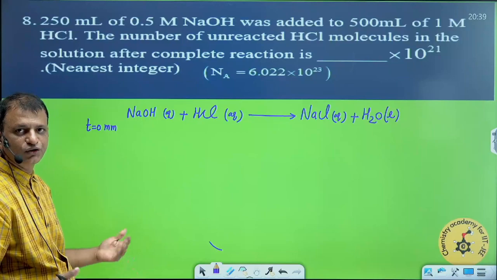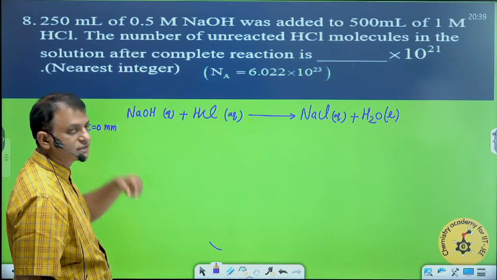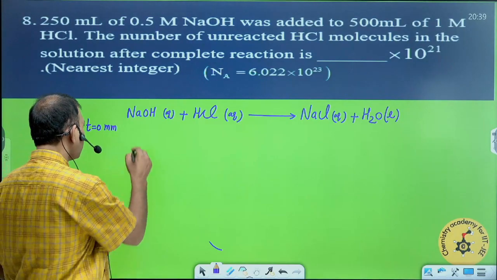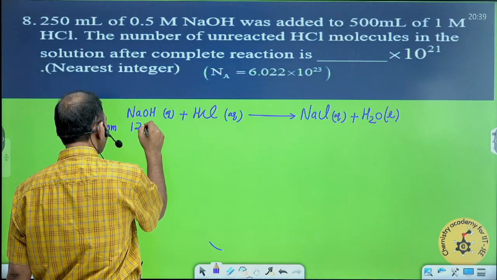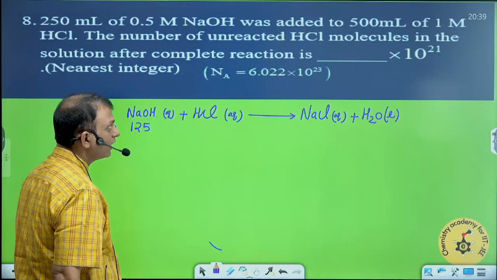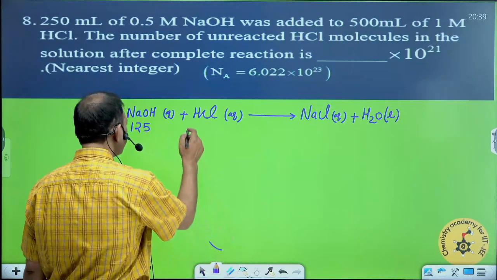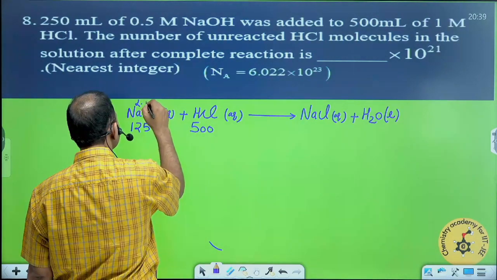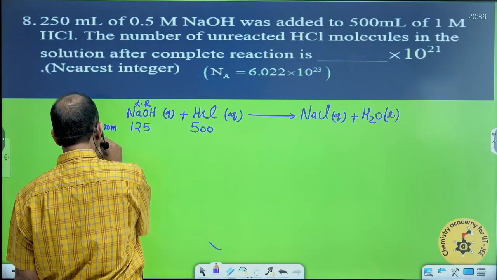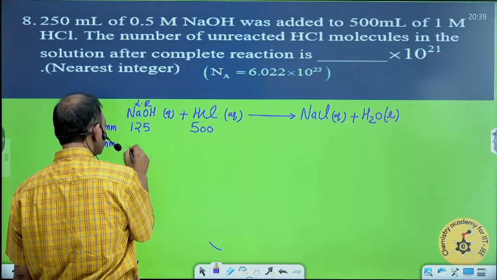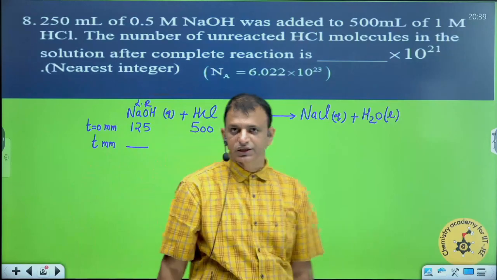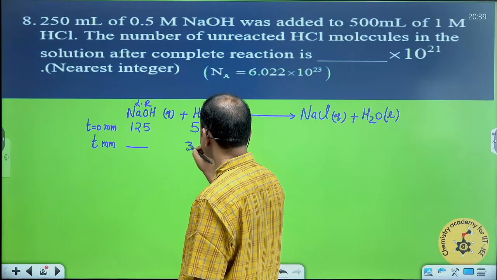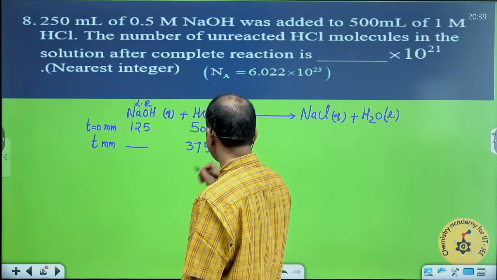Millimoles is molarity into volume in ml. So molarity is half and volume in ml is 250. So 250 into half is 125. So millimoles of NaOH is 125 and the millimoles of HCl is 500. So from here we got that NaOH is the limiting reagent. So when this reaction is complete, there is no NaOH in the solution. The amount of HCl left is equal to 500 minus 125, which is equal to 375 millimoles.